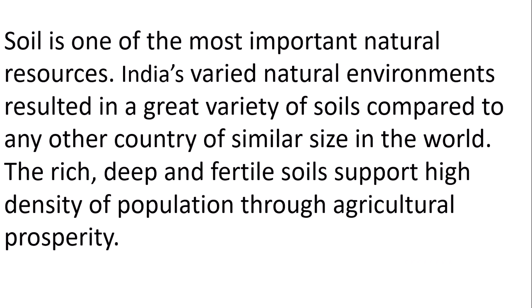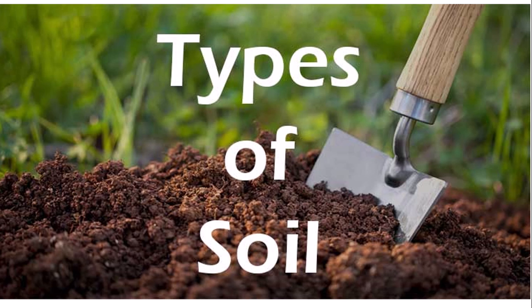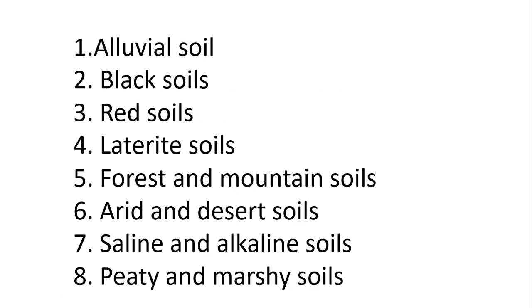Soil is one of the most important natural resources. It is the uppermost layer of the land surface, and we have many different types of soil. All types of soils are not of the same color. They are not of the same type, and according to the soil, different types of crops are grown. So first we'll see about alluvial soil.